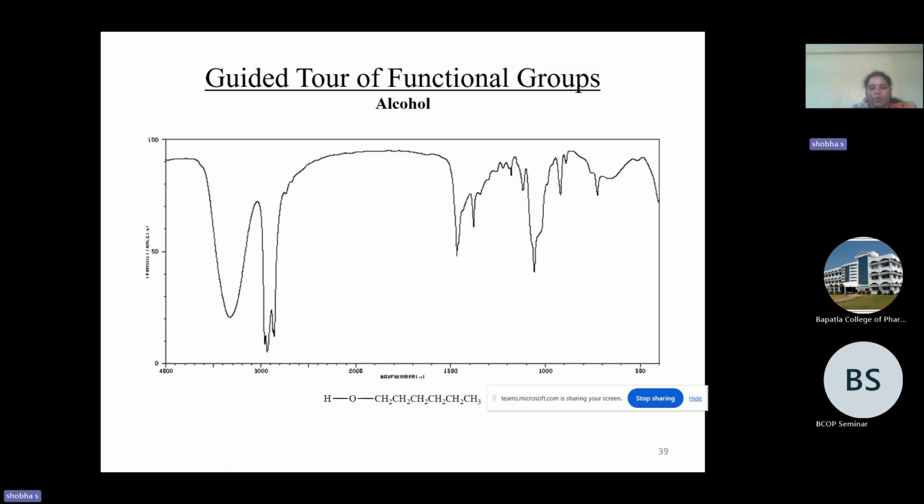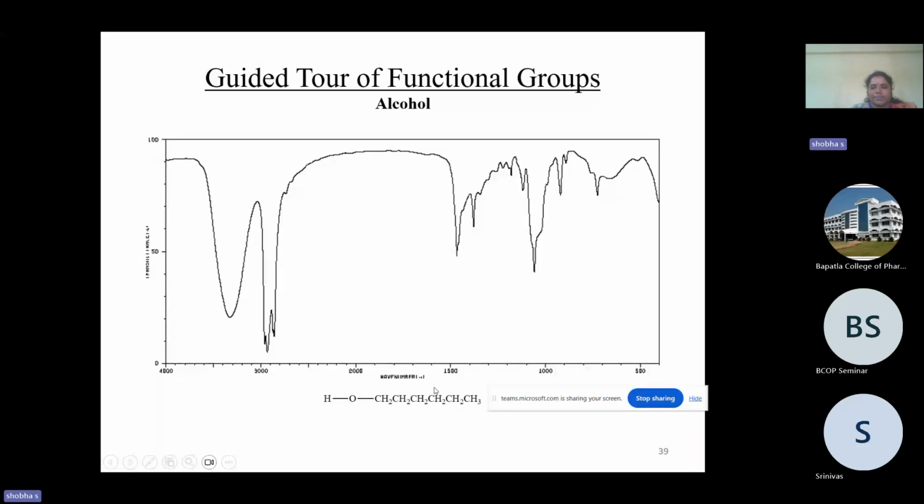And also one more example, by seeing the broad peak in the region of zone 1, that lies between 3000 to 3500, especially in the region of 3200, we are seeing this alcohol, that is aliphatic alcohol, methanol OH. Remaining is aliphatic chain. This is broad.